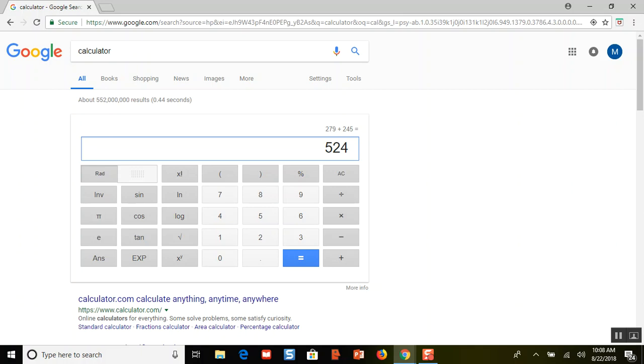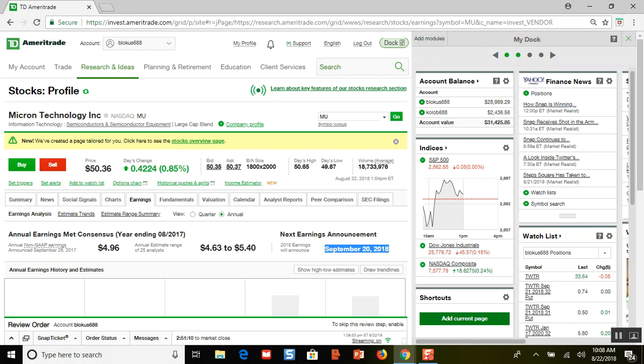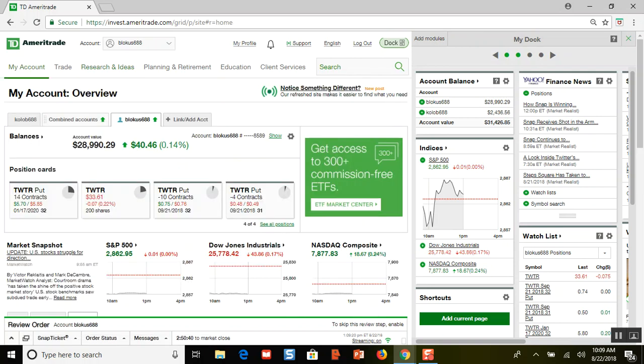$5.24. Now let's go back to Micron. That means it would have to go to $55.60, or it would have to go down to $45 and like 11 cents. So that's about a 10% move in the next 37 days. Now if it made that 10% move tomorrow, or hence the reason why I made a little calendar, then you will make a lot of money. You will make some very good money.